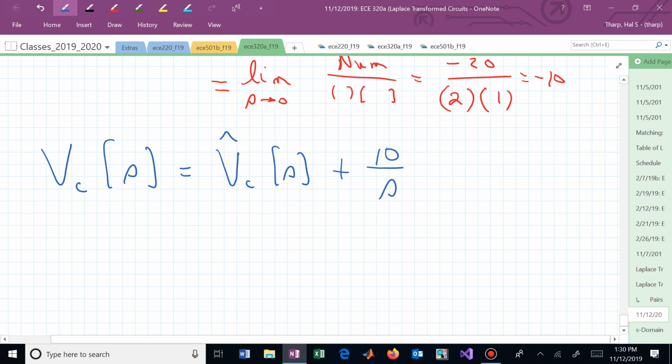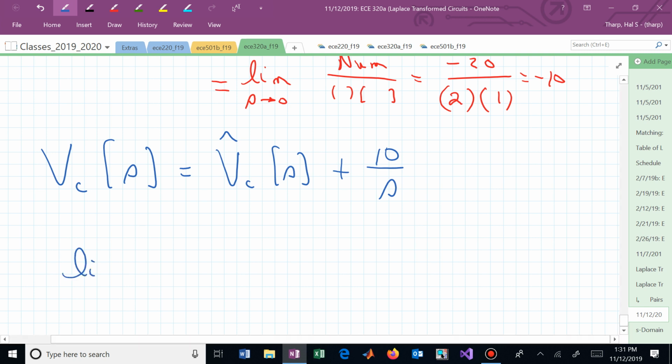That's now V sub c of s. And now we can see that V sub c of t, as t goes to infinity, is going to be minus 10 plus 10, or 0. That capacitor will discharge at infinity. Does that seem reasonable?